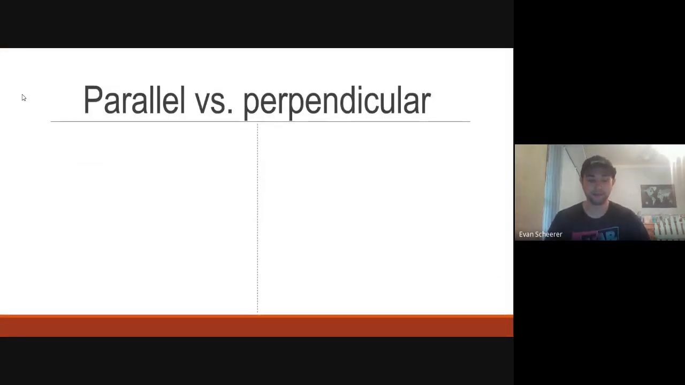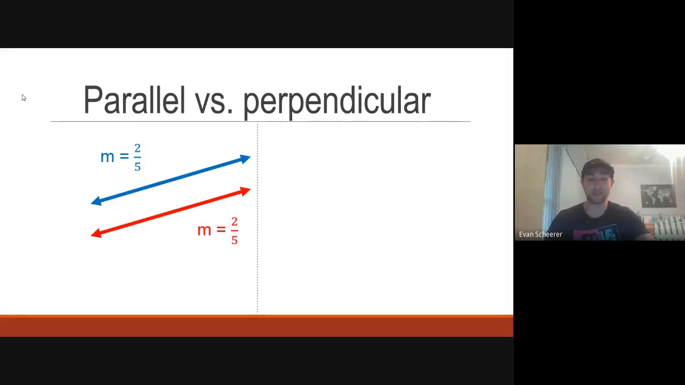So parallel versus perpendicular. Notice if we have a random line, the slope is, let's just say, 2/5. If we have another random line, but they're parallel, the slope is also 2/5. The reason for this is because if two lines are parallel, they have the exact same slope. The slopes are not different, they must be the exact same.